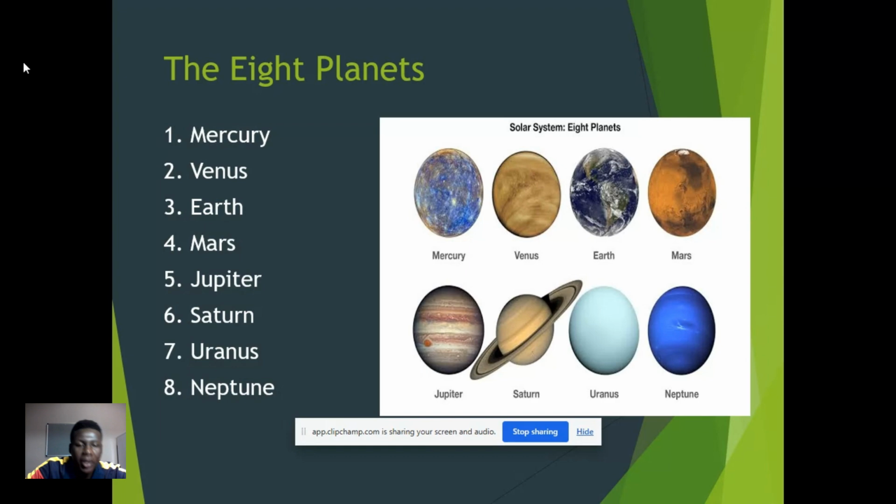The picture illustrates how the planets look. You can see Mercury, Venus, our Earth with the water bodies, then Mars, then Jupiter, Saturn with the rings, Uranus, and lastly Neptune.